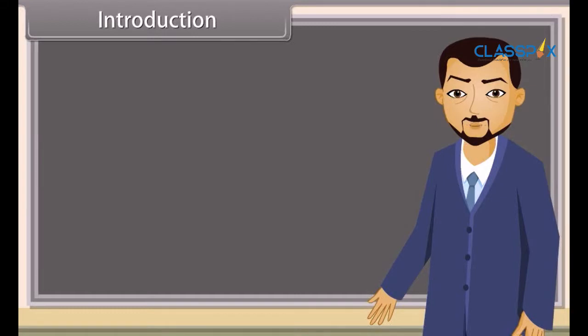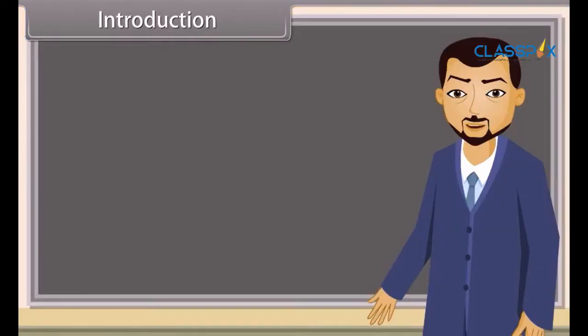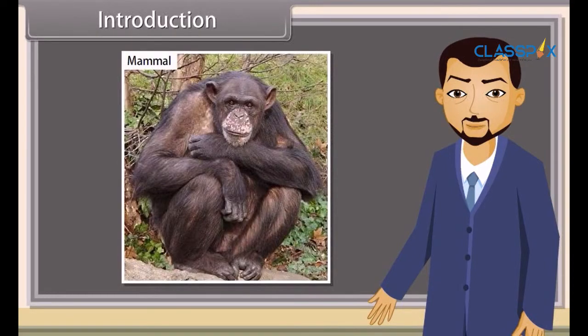Today we will learn organisms and their population. Can anybody tell me what are organisms? Sir, organisms are the living things that are capable of reacting to stimuli, reproduction, growth, and homeostasis. Well said, Ria. And the examples of organisms are mammals, birds, bacteria, fungi, etc.